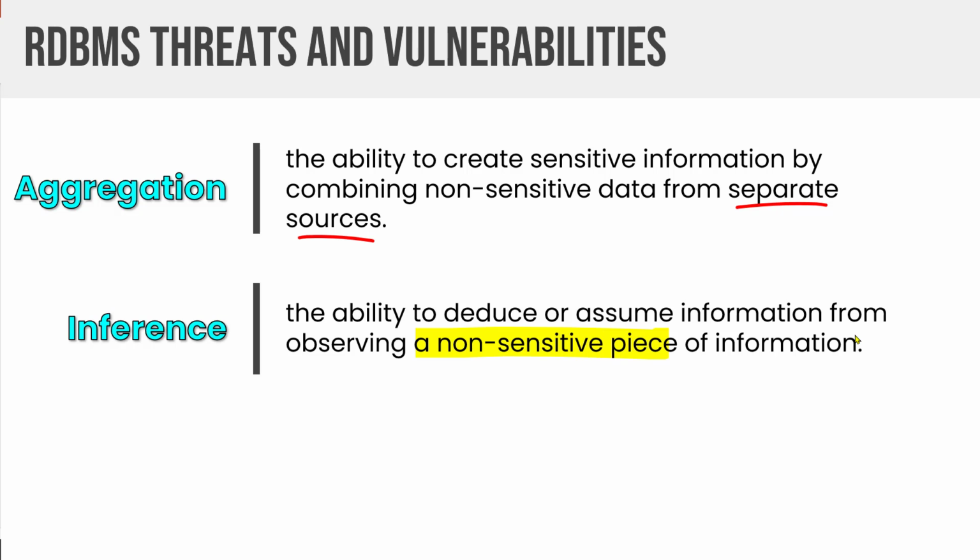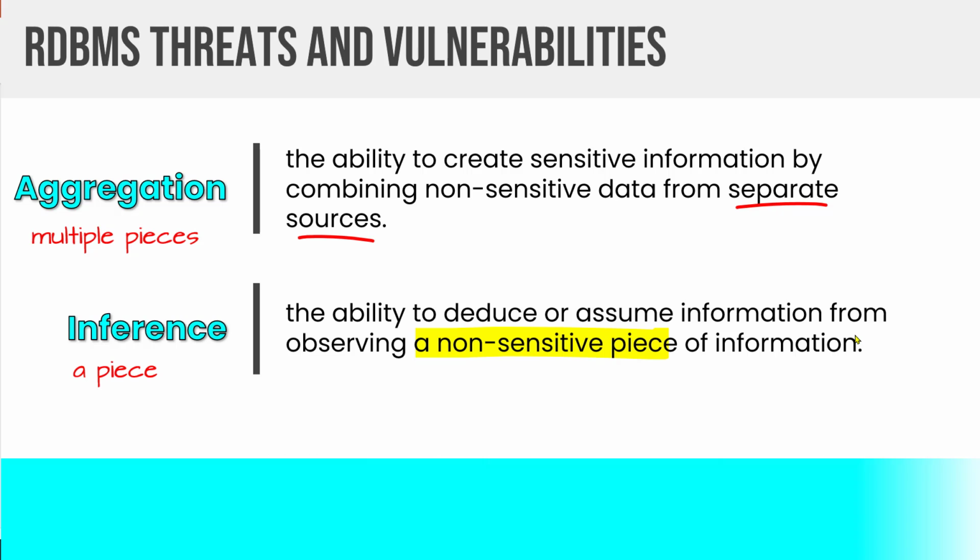An inference attack is the ability to deduce or assume information from observing a non-sensitive piece of information. So for example, if I see a man in dark sunglasses and a black suit get off the bus in front of the White House, I might deduce or infer that he is a member of the President's Secret Service. So the key here is aggregation involves multiple pieces. Inference involves a piece of non-sensitive information.